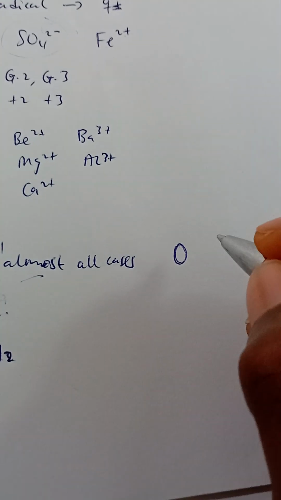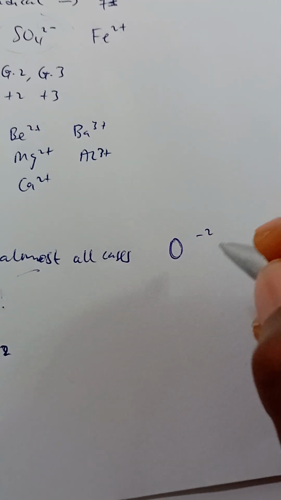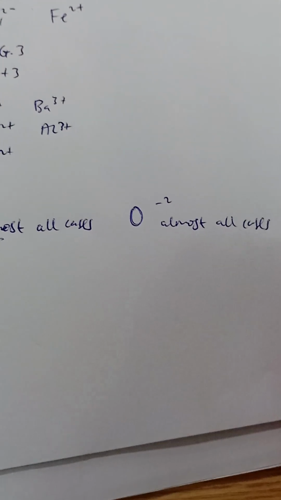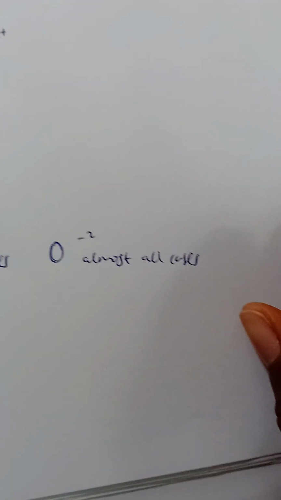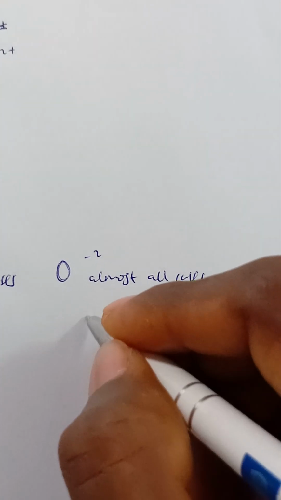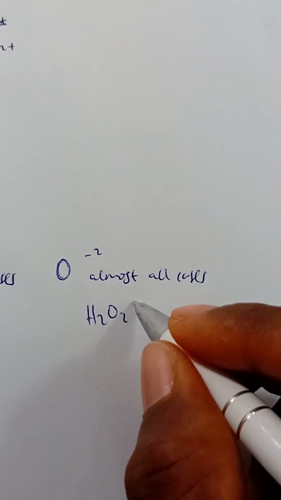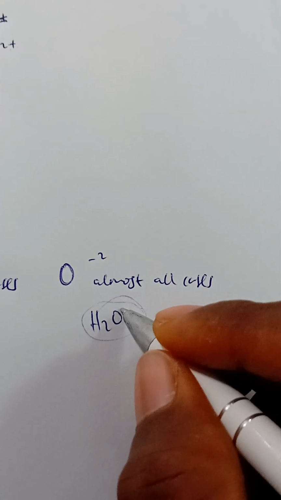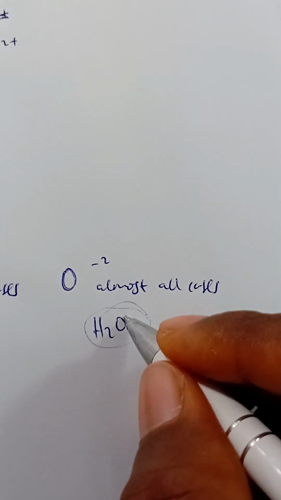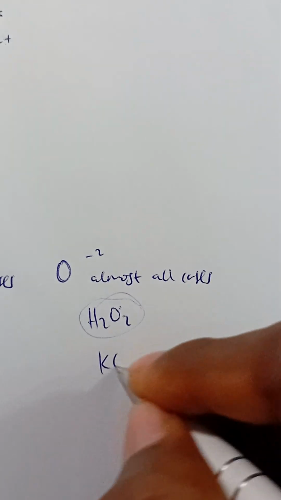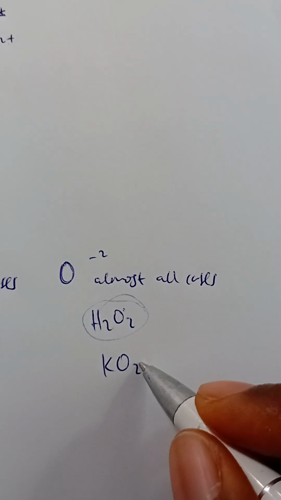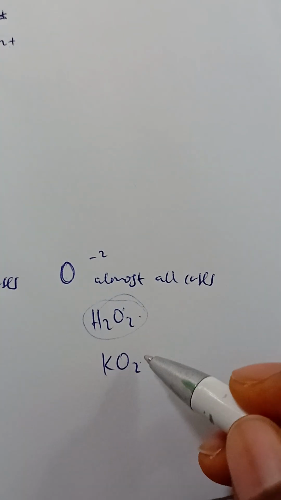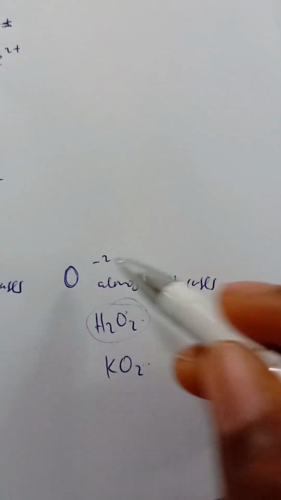Oxygen has an oxidation state of -2 in almost all cases. There are a few exceptions here. If you see something like this, it is a peroxide, hydrogen peroxide to be precise. If you see something like this, it is a superoxide. So the oxidation state of oxygen in peroxides and superoxides will be different from the -2.